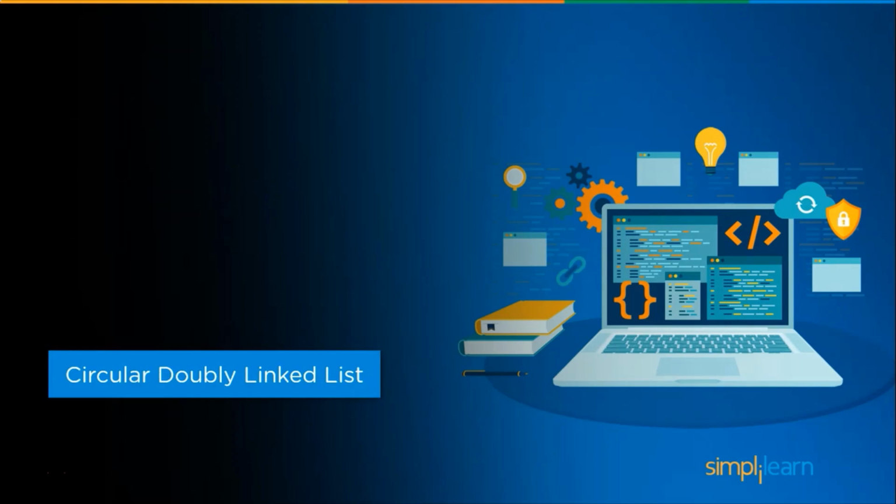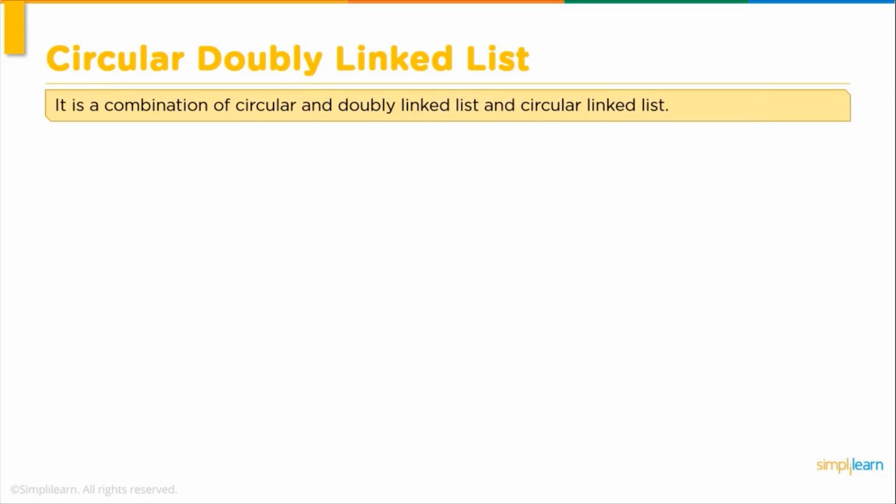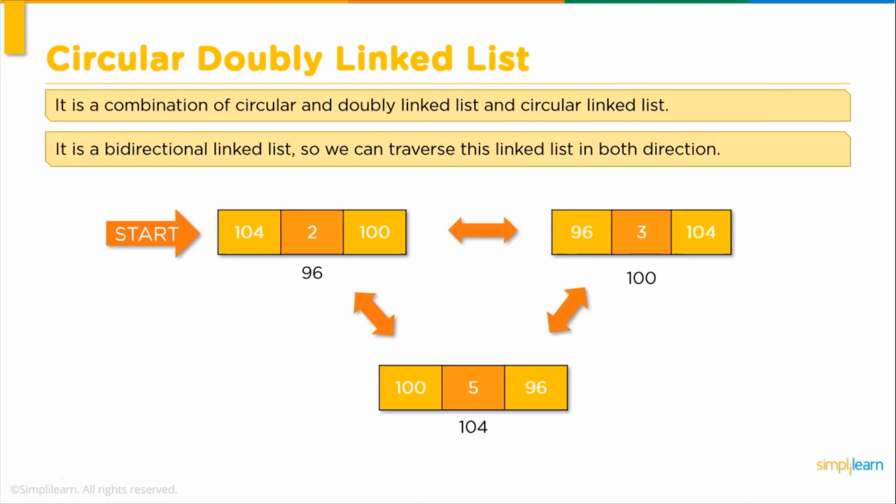Next up, the circular doubly linked list. It is a combination of a doubly linked list and a circular linked list. Its last node points at the head node, and the previous pointer of the head node points to the last node. It is also a bidirectional linked list, so we can traverse it in both directions.